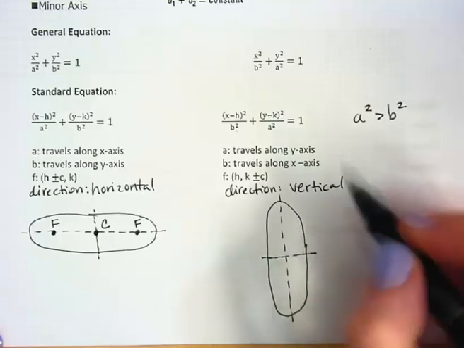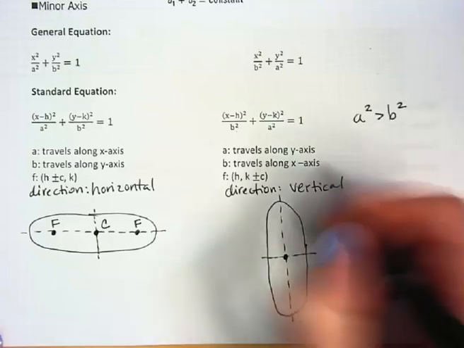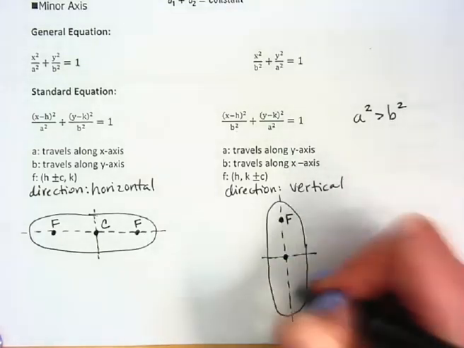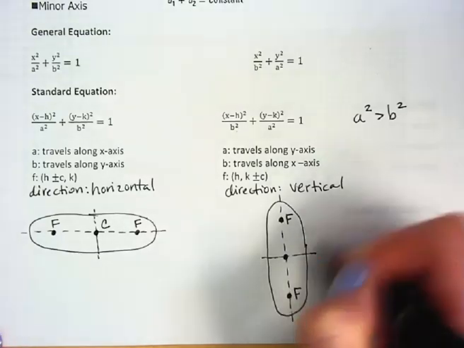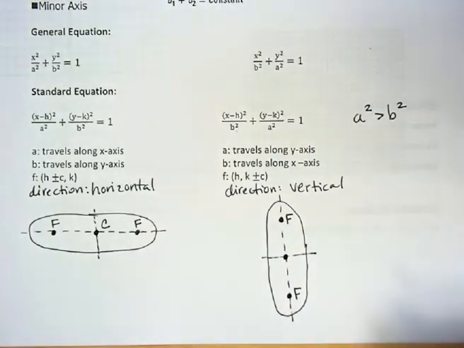This would be our minor. So our center would be here, and then the two foci would be somewhere like this on the major axis. So the major axis is the longer axis, the minor is the shorter one. Now we have some other things that I want to label here.